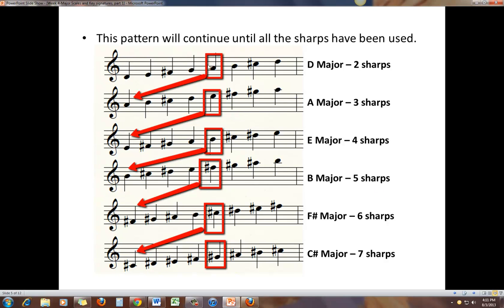So from D, go up to the dominant of A, use that as a new tonic. Now we have the key of A with 3 sharps. Dominant of A is E. The E major scale has 4 sharps. Dominant of E is B. The B major scale has 5 sharps, etc.